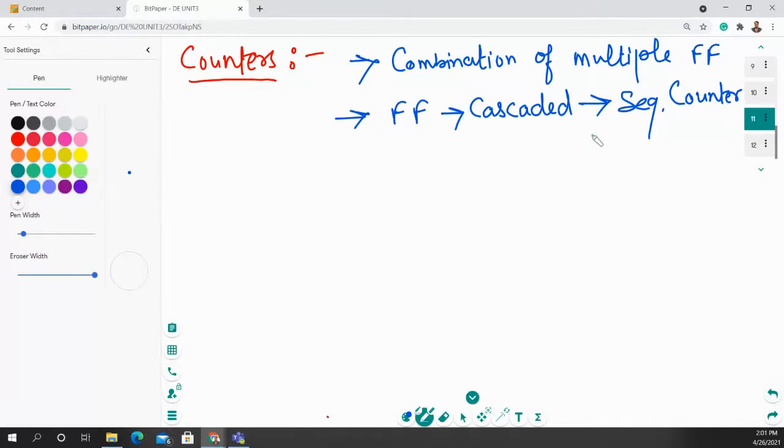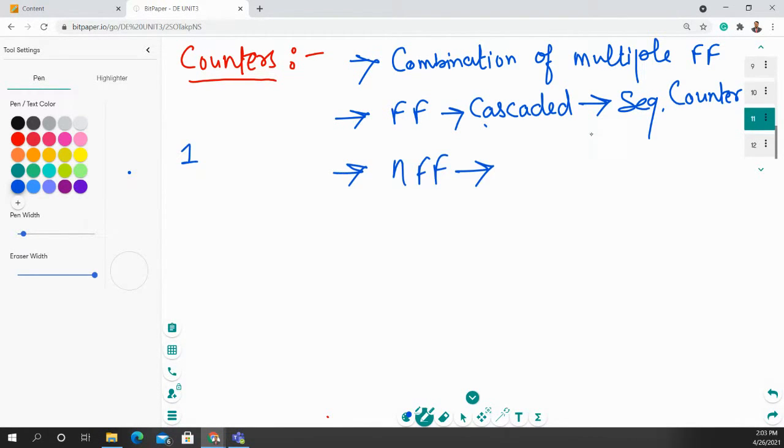Okay, I have told you in the previous sessions that when you connect the first flip-flop output to the next flip-flop as an input, that is called cascade. So this counter is a combination of multiple flip-flops, and these flip-flops are cascaded with each other to create a sequential type of counter.